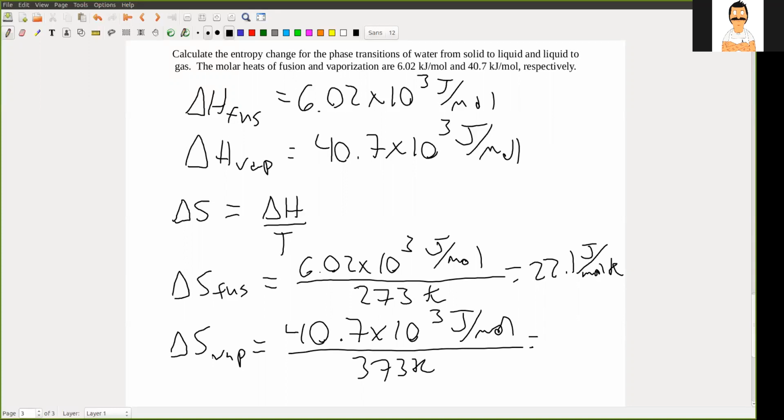And that gives us 109 joules per mole K, which again is positive, and it is larger than the delta S of fusion, which is what you would expect as well, because the number of microstates increase significantly as you transition from liquid water to water vapor.